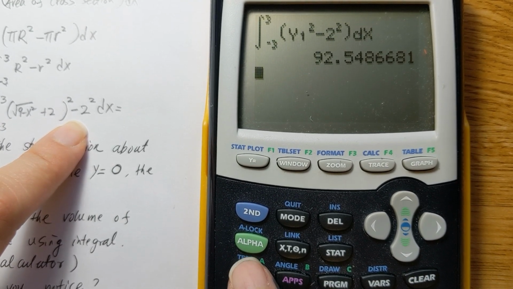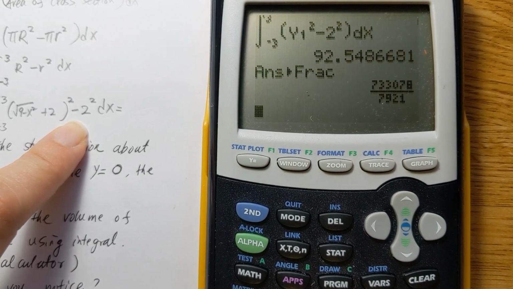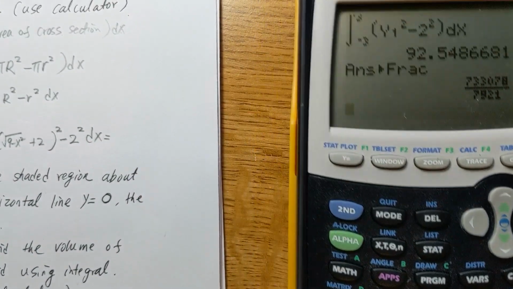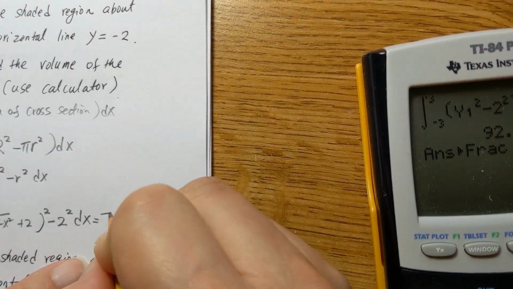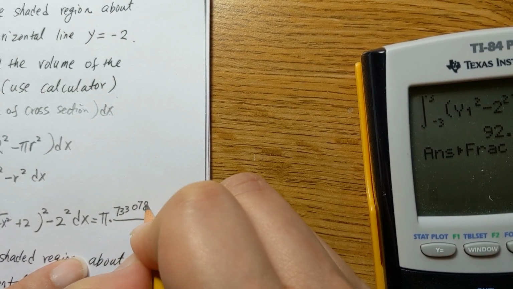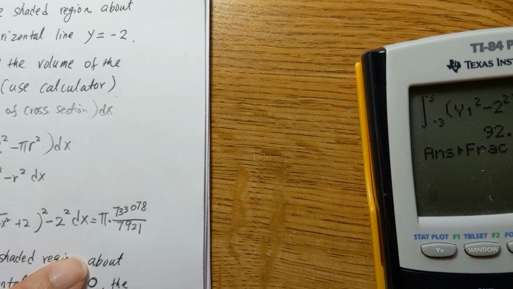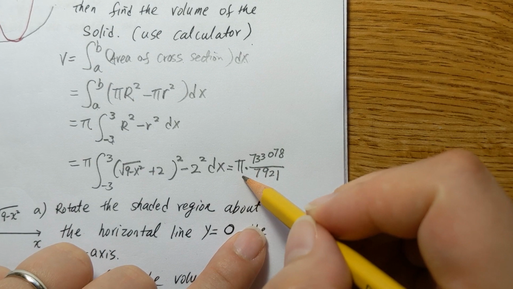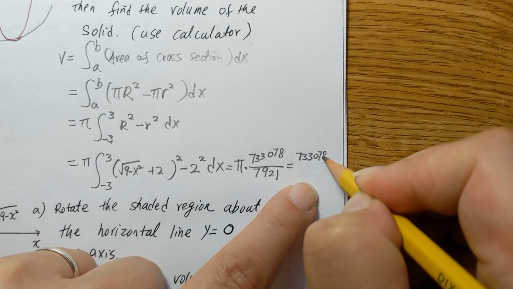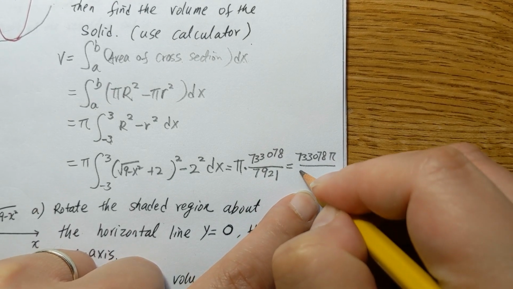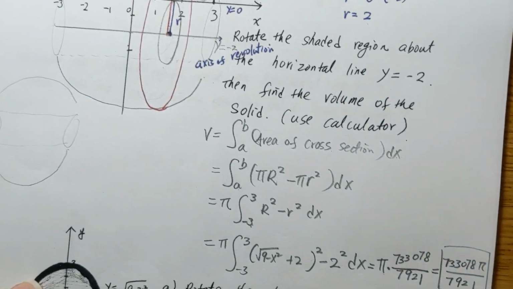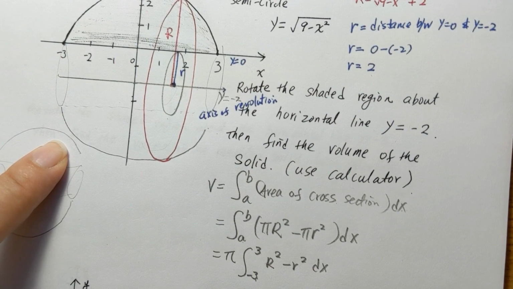Okay, so let's see, I can change this back into a fraction. Okay, so it is a fraction. So now I'm going to copy this fraction over. So we're going to get pi times... okay, so now we like to put the pi on the right side, so therefore we're going to put 73307A pi over 7921. So we finished. This is the volume of this shape that we got from revolution.